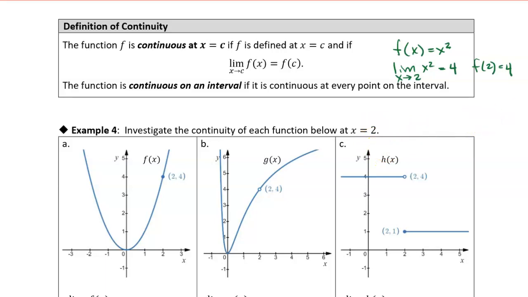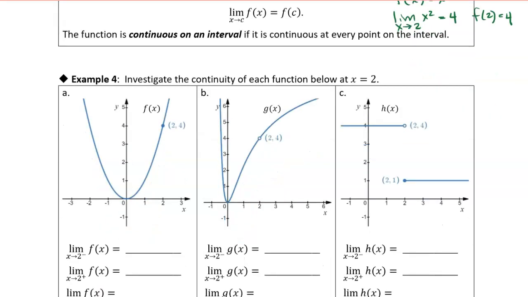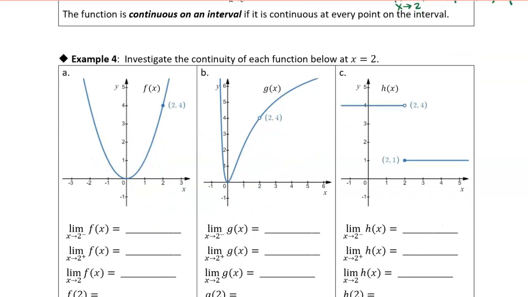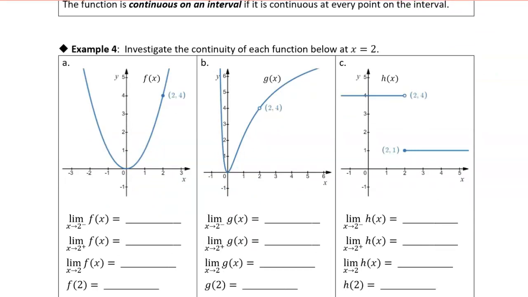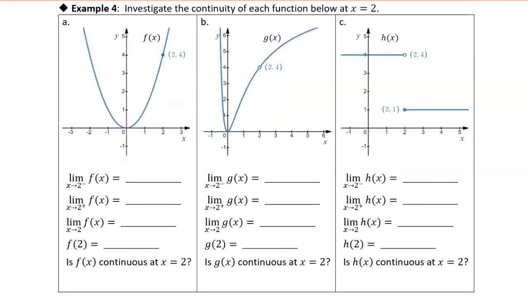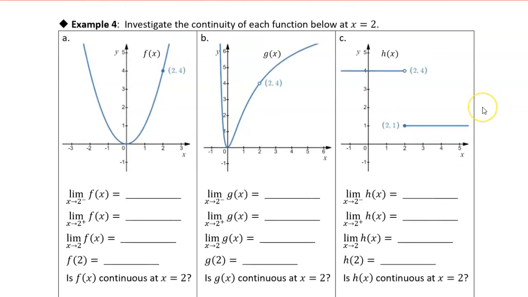So in example 4, we're going to look at the continuity of these functions at x equals 2. So let me scroll down so you can see the whole thing. All right, so what we're going to do is look at what happens to f of x as x approaches 2 from the left and 2 from the right. If they match, then we have a limit at 2. And then we're also going to look at the value of the function at 2.